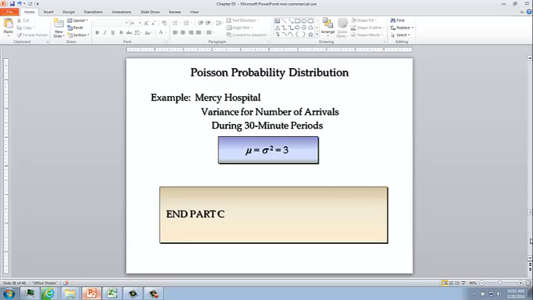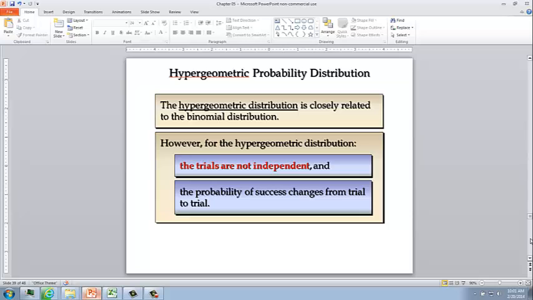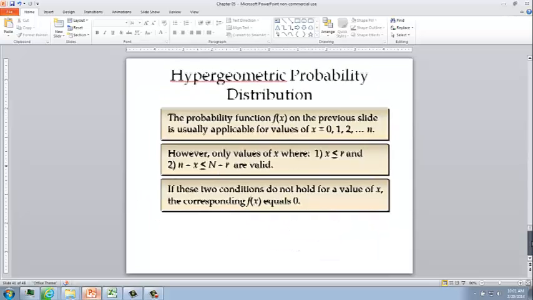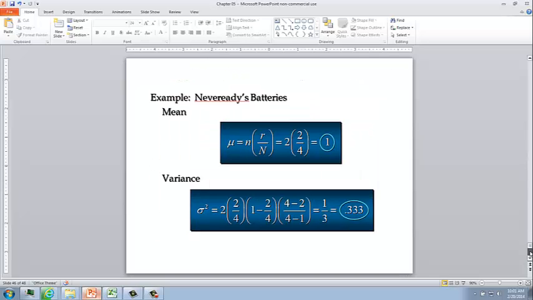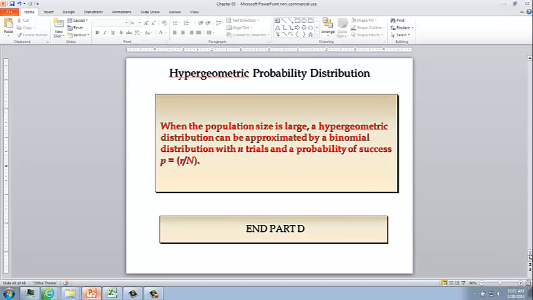At this point, we're just going to skim through the hypergeometric probability distribution. Please go through the slides, but as I note at the end, the hypergeometric probability distribution devolves into the binomial probability distribution when the population size is large. Hence, in this course, we won't pay much attention to the hypergeometric distribution.